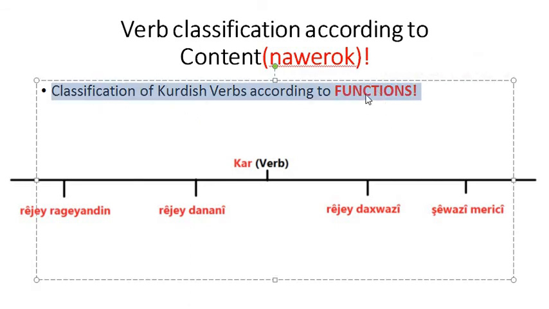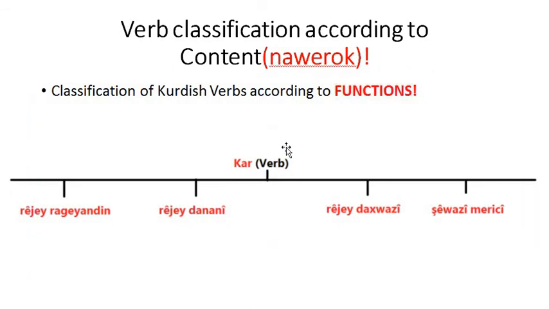In English you can say functions. Okay, we have four types. Kar, reje, raganden. Reje kind of means rank, but anyway, we use it in the grammar as a term. So reje raganden, basically when you give information to someone, it's reje raganden.